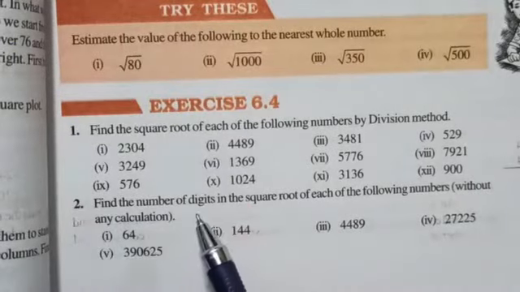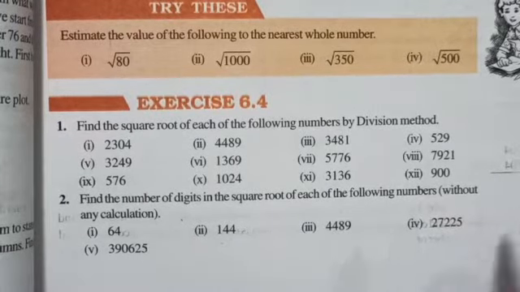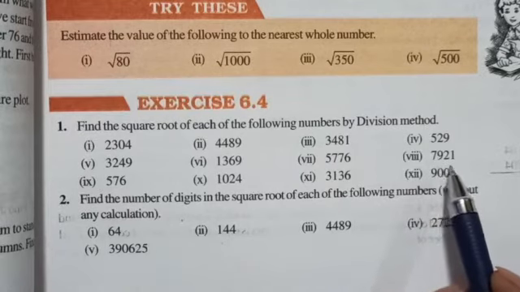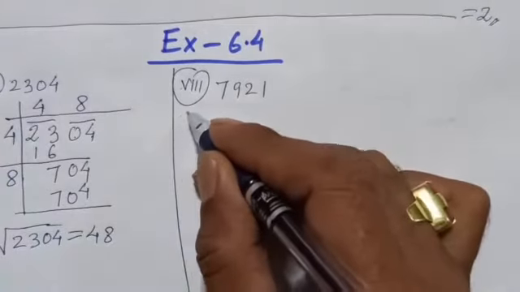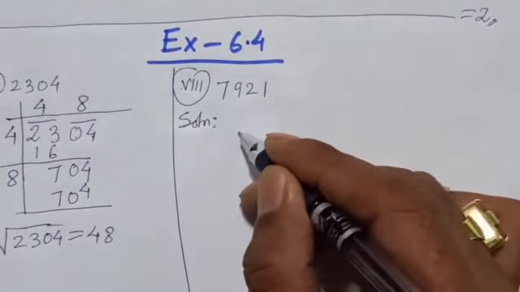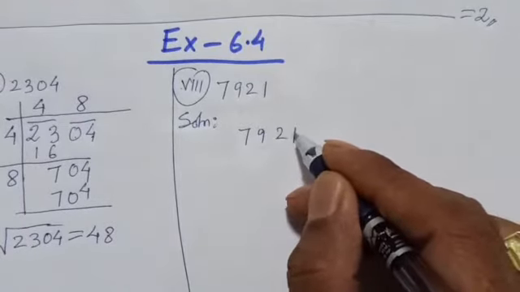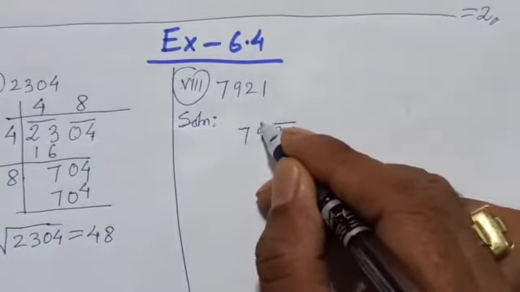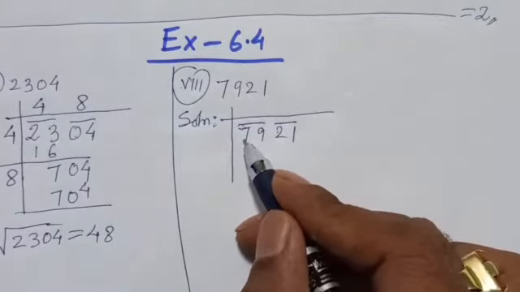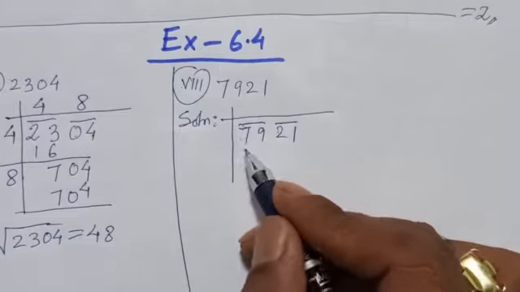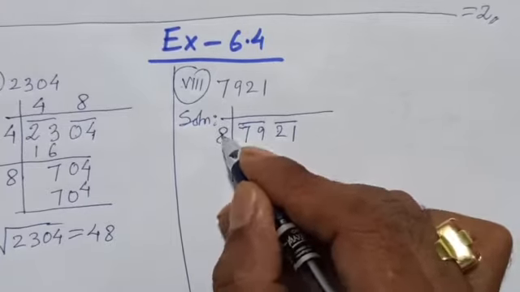All these questions are same, so let me select a bigger number. Let's try Roman number 8, 7921. Now solution. Here the given number is 7921. Now first let's keep bar, 1 2 2 digit bar, 1 2 2 digit bar. Here draw one line, here another line. Now the first bar is under 79. We know that 8 eights are 64, 9 nines are 81. That means we have to take 8.